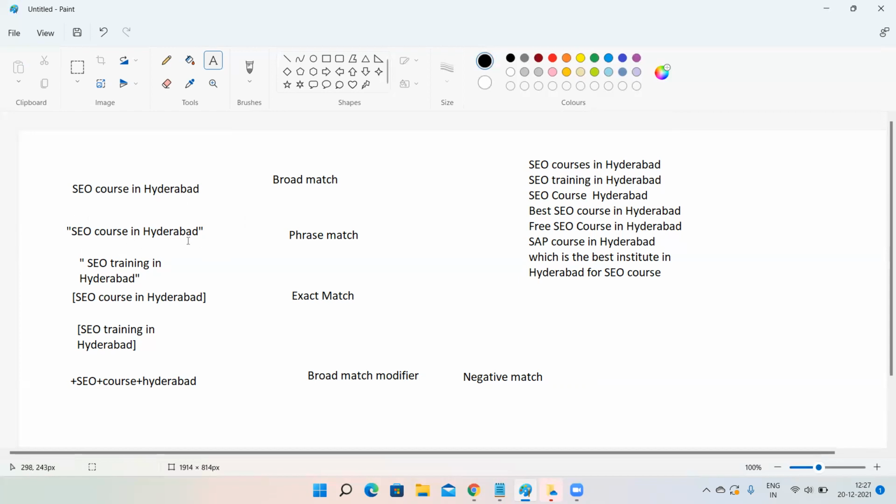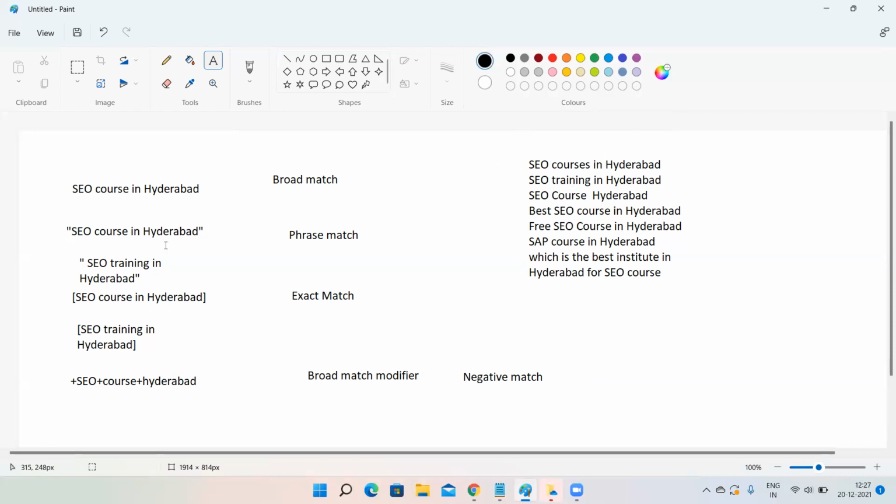Now SEO course in Hyderabad. Obviously, my advertisement is going to appear for SEO courses in Hyderabad, and for SEO training in Hyderabad, my advertisement is not going to appear because they have disturbed my pattern. Your course is not there, training is there. So my advertisement will not appear. At that time, again, take one more keyword called SEO training in Hyderabad. Take the quotation, again SEO training in Hyderabad. So for this keyword, my advertisement is going to appear.